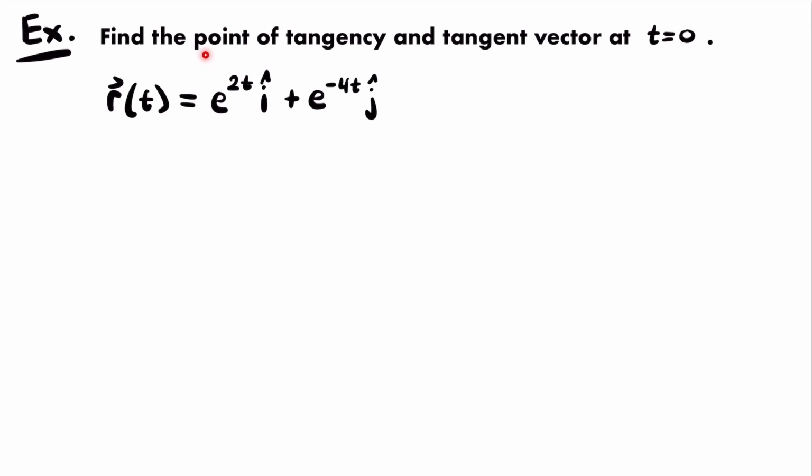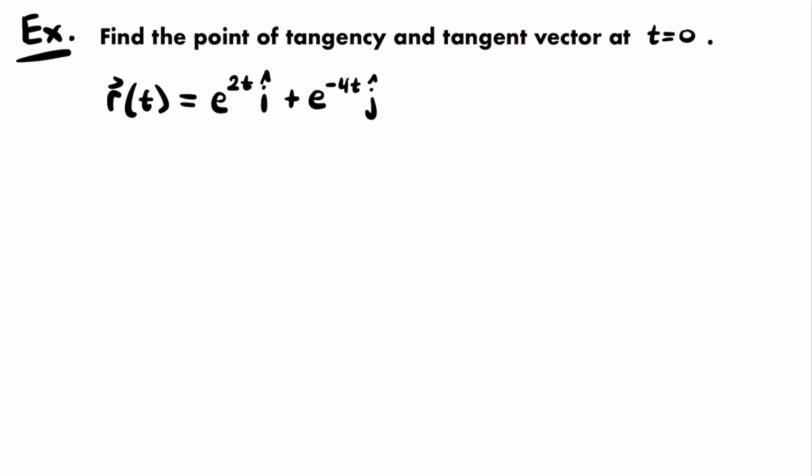This time we want to find the point of tangency and tangent vector at t equals 0 for this vector function. r of t equals e to the power of 2t times i plus e to the power of negative 4t times j. All right, so just like with the previous example, you don't have to do this, but I am going to draw a sketch of this vector function, or in this case, a plane curve, because we just have an x and y component.